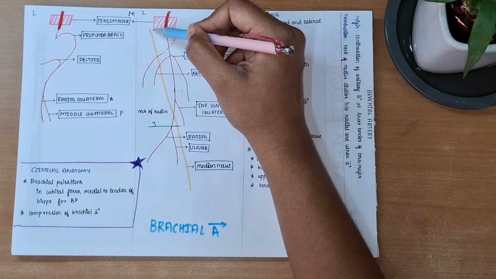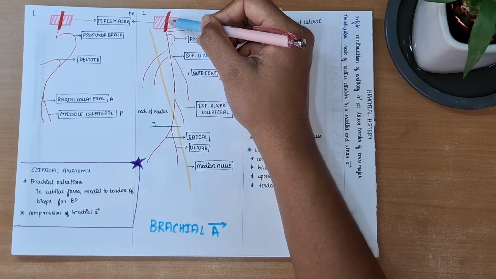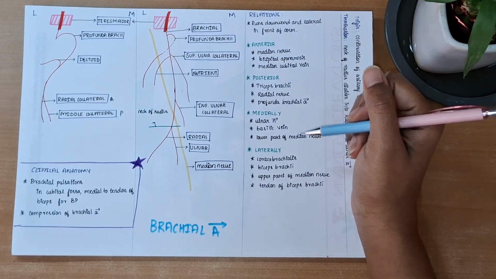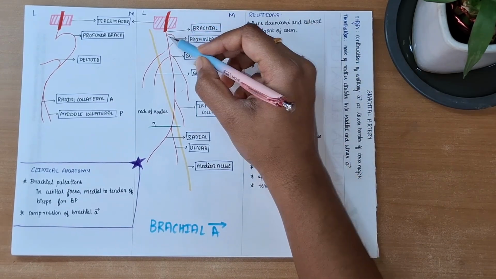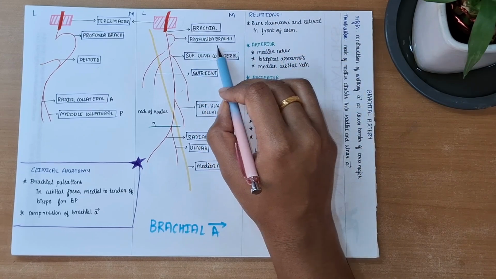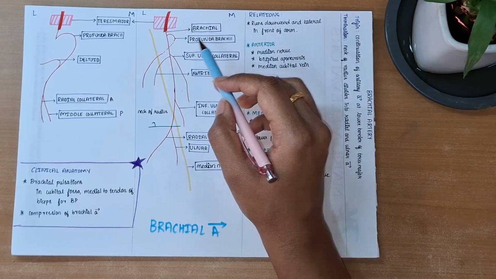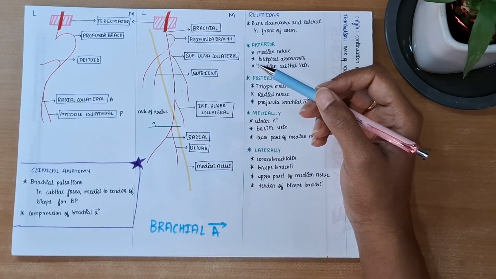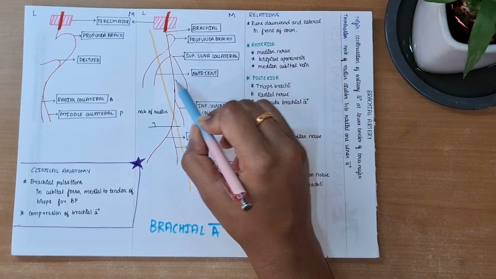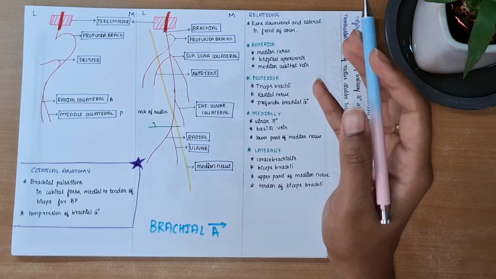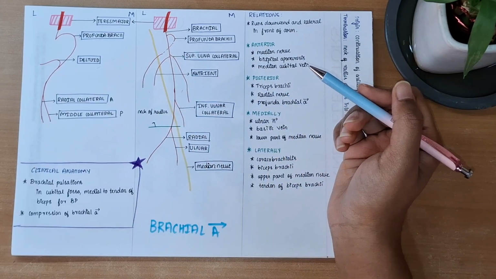At the lower border of the teres major, the axillary artery is continuing as the brachial artery. Just at the border of the teres major, it gives off a long branch called the profunda brachii branch. This is going to be accompanied by the radial nerve. Next is the nutrient artery. Nutrient artery is going to supply the humerus bone.